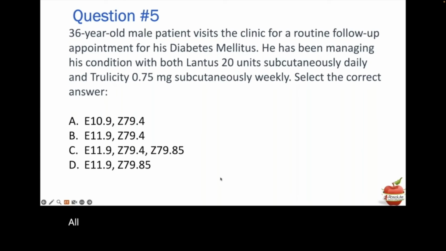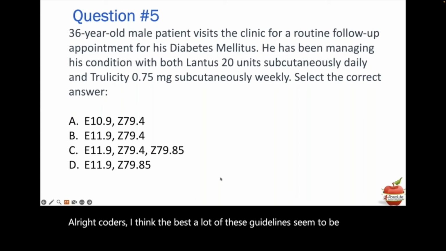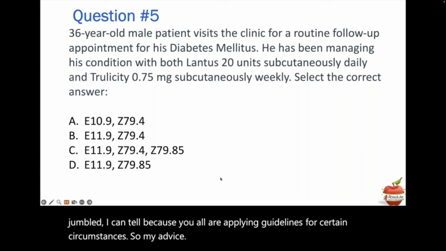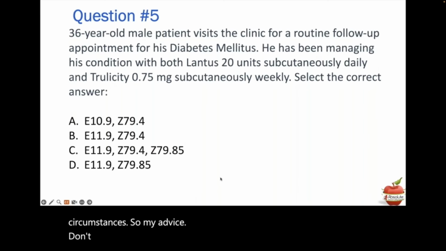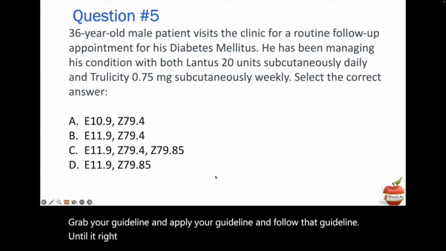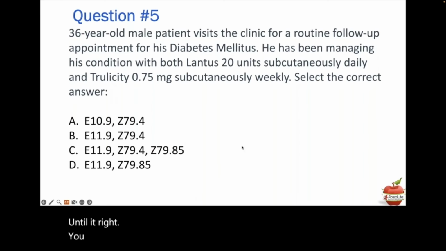All right, coders. I think a lot of these guidelines seem to be jumbled. I can tell because you all are applying guidelines for certain circumstances. So, my advice, don't try and commit that to memory. Grab your guideline and apply your guideline and follow that guideline until you know it, right? You all are rocking and rolling.